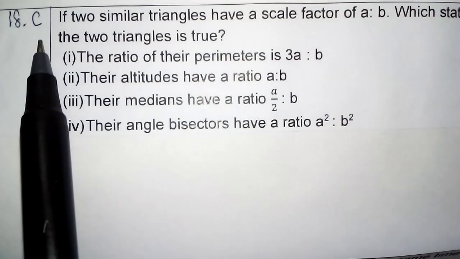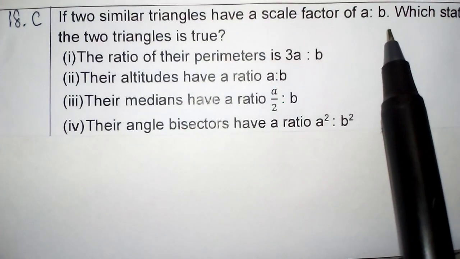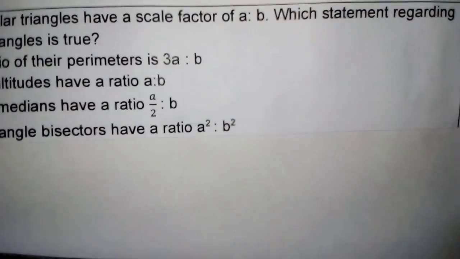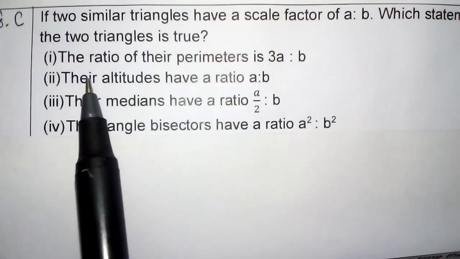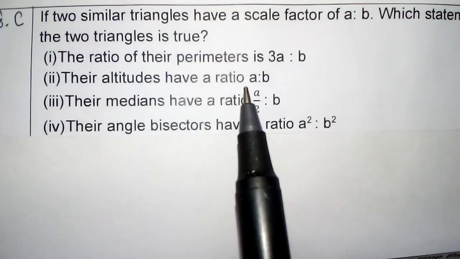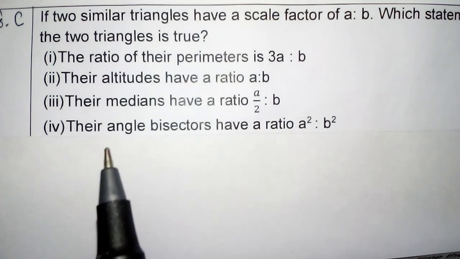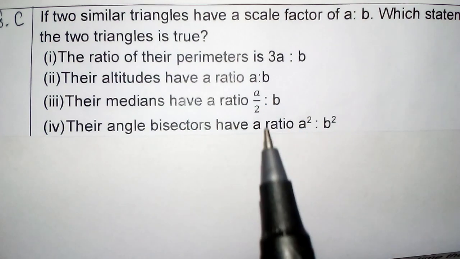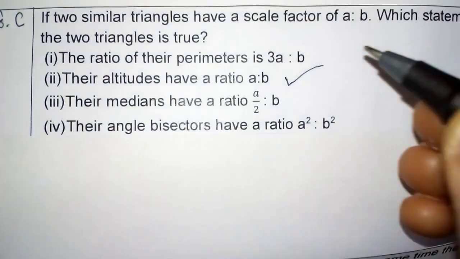18th question C subpart. If two similar triangles have a scale factor of A is to B, which statement regarding the two triangles is true? The ratio of their perimeters is 3A is to B. Their altitudes have a ratio of A is to B. Their medians have a ratio of A/2 is to B. Their angle bisectors have a ratio of A square is to B square. The correct answer is: their altitudes have a ratio of A is to B.